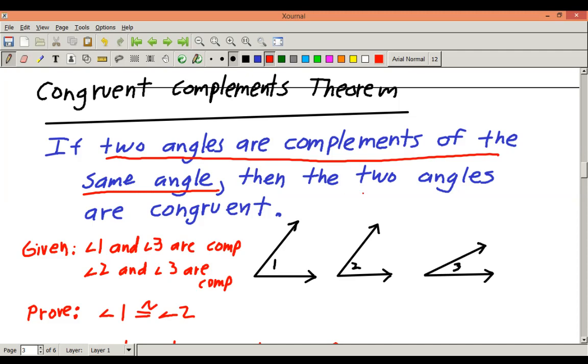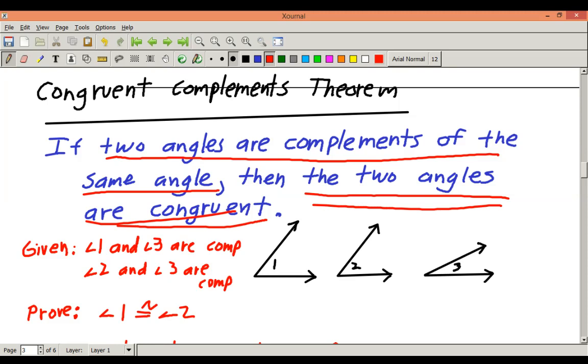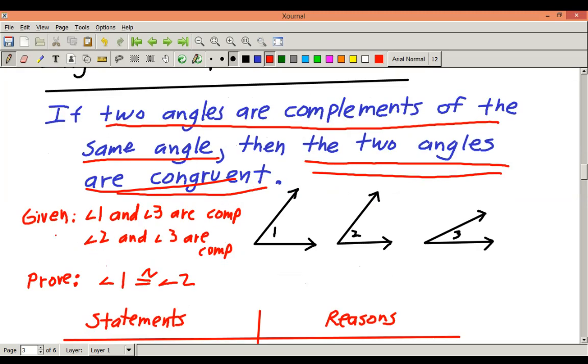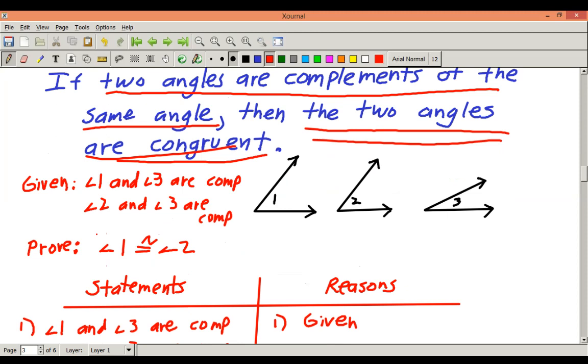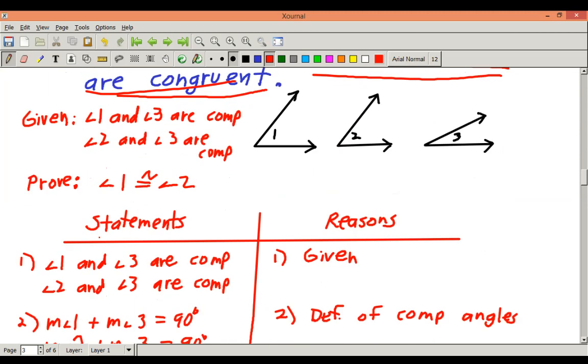What are we trying to prove? We're trying to prove that the two angles are congruent. So in the context of our problem here, we're trying to prove that angles 1 and 2 are congruent to each other because they're complements of the same angle. Okay, I'll do another formal two-column proof. We know what's given. We know what we're trying to prove. We got our roadmap here.